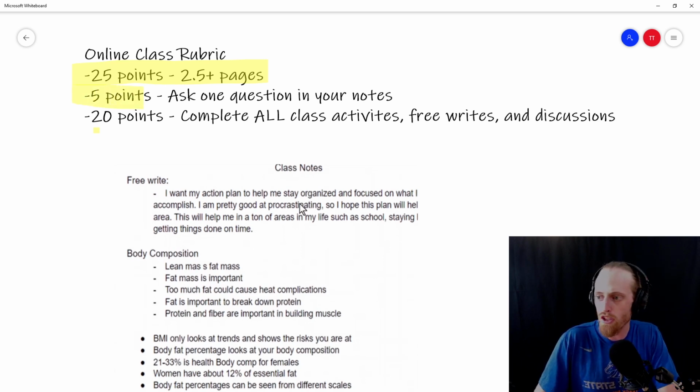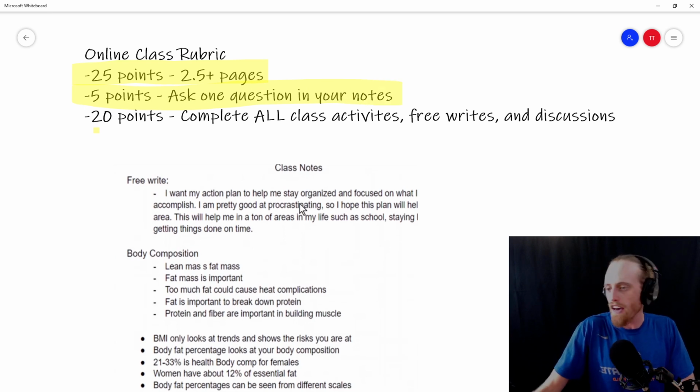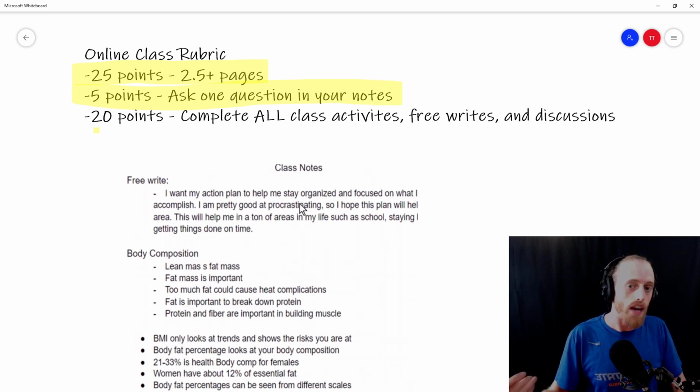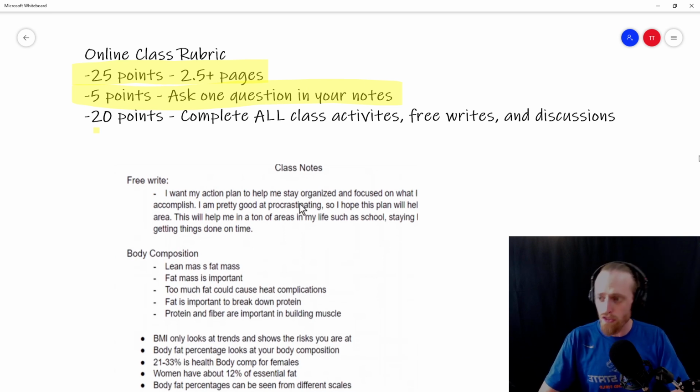You're also going to ask one question that comes up during the lecture. So whatever pops into your head, ask the question. I will answer it when I grade. And then we're also going to do lots of in-class activities. For instance, we're going to calculate how much protein you need per day. We'll do other calculations like heart rate zones, different things like that. So you have to complete those in your notes.